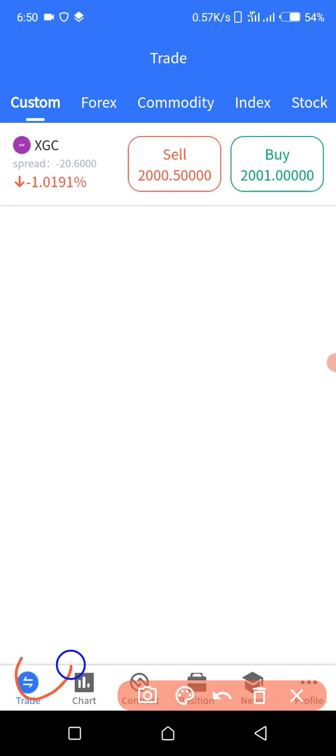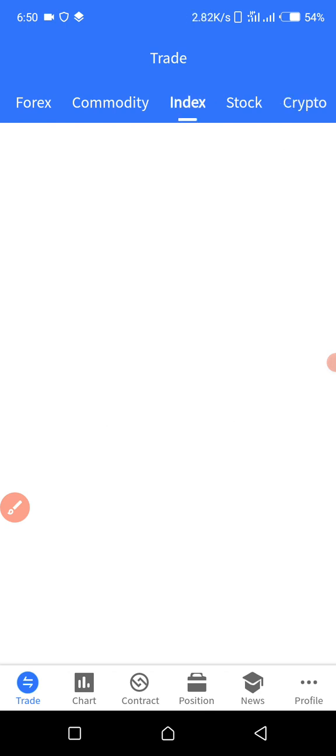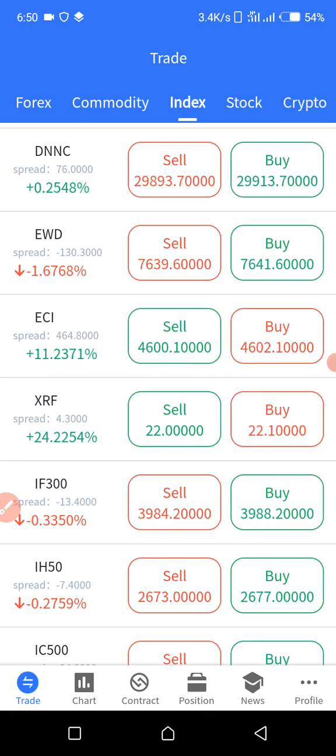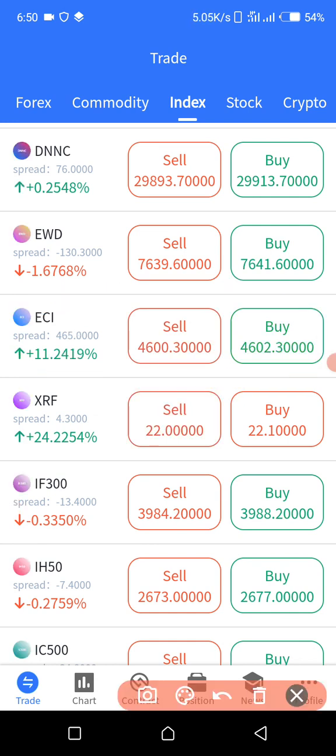You need to see this icon over here. It should be blue highlighted so that you know you're going to choose it. So I'm going to click index, and I'm going to choose ECI. The direction was to buy for today. As you can see, this is ECI, and the direction was to buy. So what I'm going to do is click buy, and after clicking buy, here it comes.